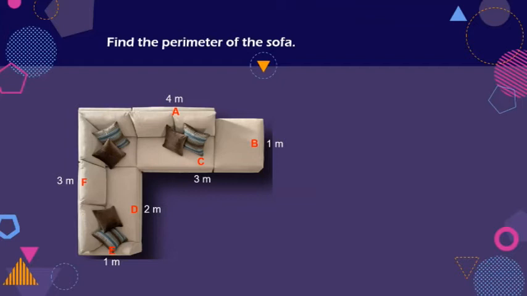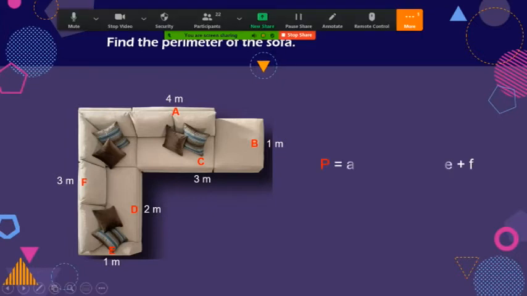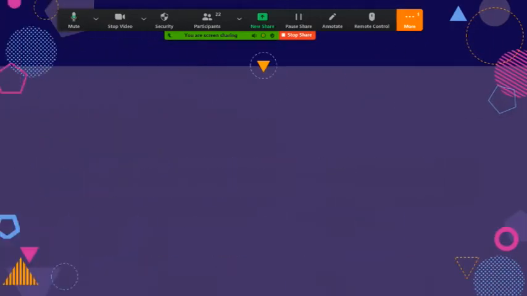I will not consider answers that are only numbers. So you have to put the unit. It should be 14 meters. Okay, let us see. So the formula is to add all the sides: A plus B plus D plus E plus F. Yes, it's 14 meters. Very good. Excellent.